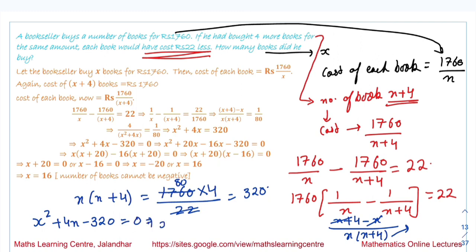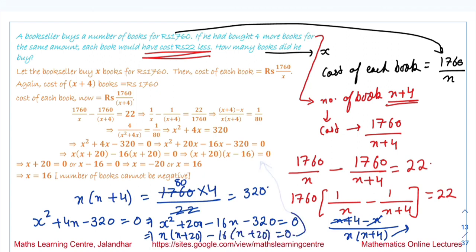On splitting the middle term, we write x square plus 20x minus 16x minus 320 is equal to 0. So this gives us x common, x plus 20 minus 16 into x plus 20 equal to 0. And on solving this, we will get two values of x. One is x is equal to minus 20 and second is x is equal to 16. Now the number of books cannot be negative.